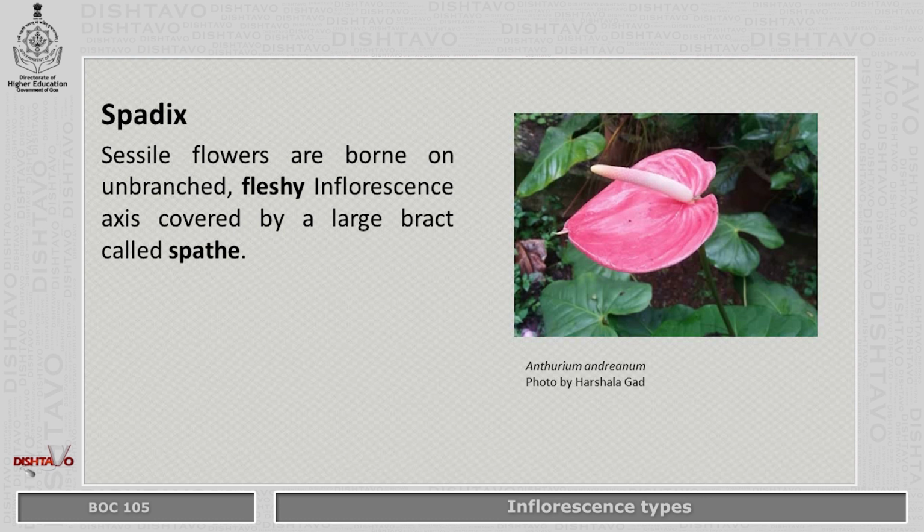The next type is spadix. In spadix inflorescence, sessile flowers are borne on an unbranched fleshy inflorescence axis, and this axis is covered by a large bract called spathe. In most cases, the spathe is colored and has the function of attracting pollinators.